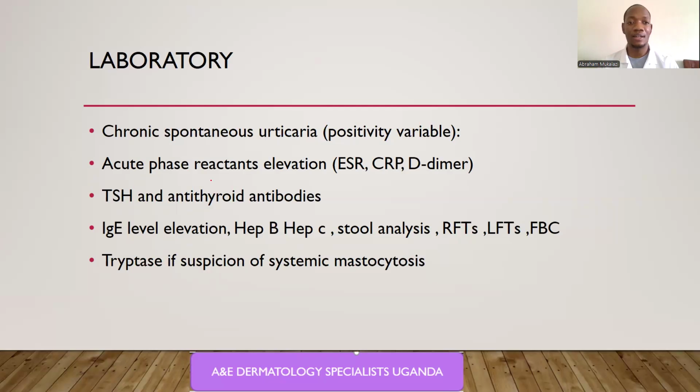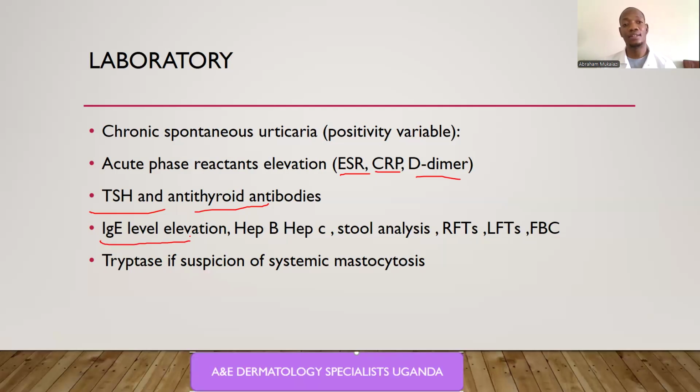And for acute phase reactions, usually we can do ESR if someone has an acute onset, CRP, which are inflammatory protein markers, and D-dimers as well. Then we can also screen them for thyroid function tests and anti-thyroid antibodies. In this case, we've seen that sometimes urticaria can be due to autoimmune conditions. So we have to screen to rule out autoimmune thyroiditis, which is one of the things that have been associated with urticarial lesions. Then you can do total IgE levels.